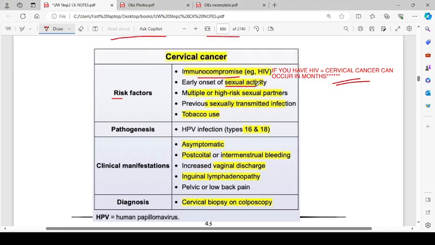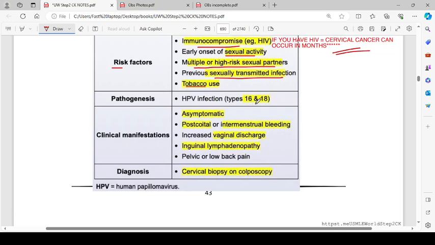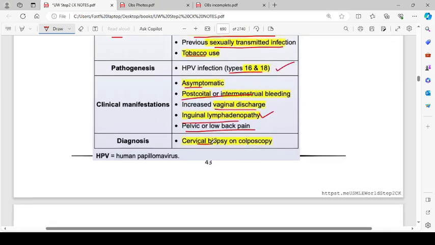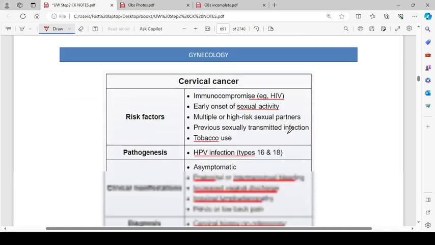Early onset sexual activity, multiple or high risk sexual partners, without using barrier methods or condoms, previous sexually transmitted infection, and tobacco use. Pathogenesis is HPV infection type 16 and 18. They are high risk types. Clinical manifestation is asymptomatic, postcoital or intermenstrual bleeding, increased vaginal discharge, inguinal lymphadenopathy, pelvic or low back pain. Diagnosis is with cervical biopsy or colposcopy.